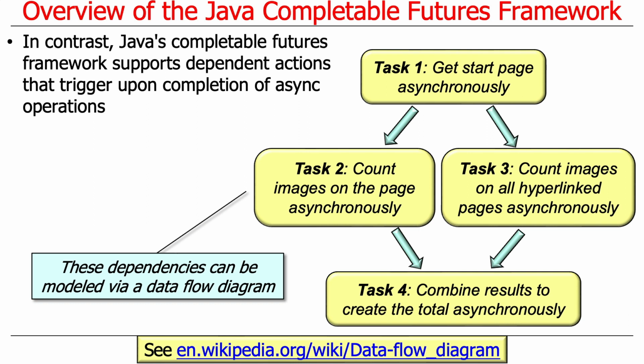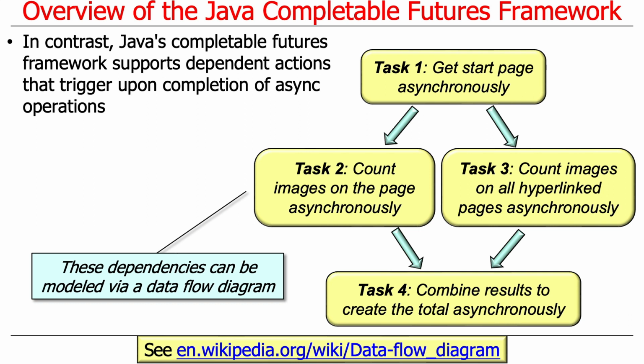So the idea of Completable Futures is to take that set of tasks that we did in a sequential sort of pipeline, if you will, and allow it to be split up into smaller subtasks that can run asynchronously and then be triggered when something completes. So here what we would do is we would get the start page asynchronously, and when that is complete, that triggers task 2 and task 3.